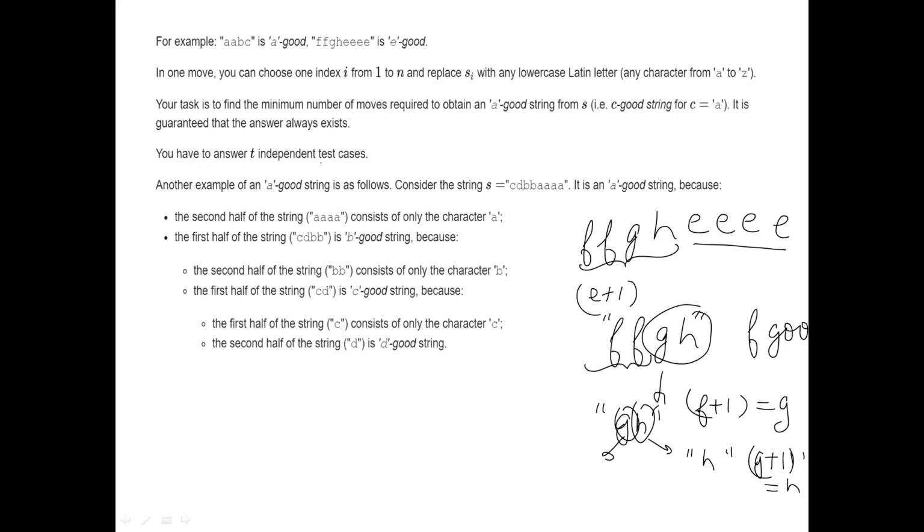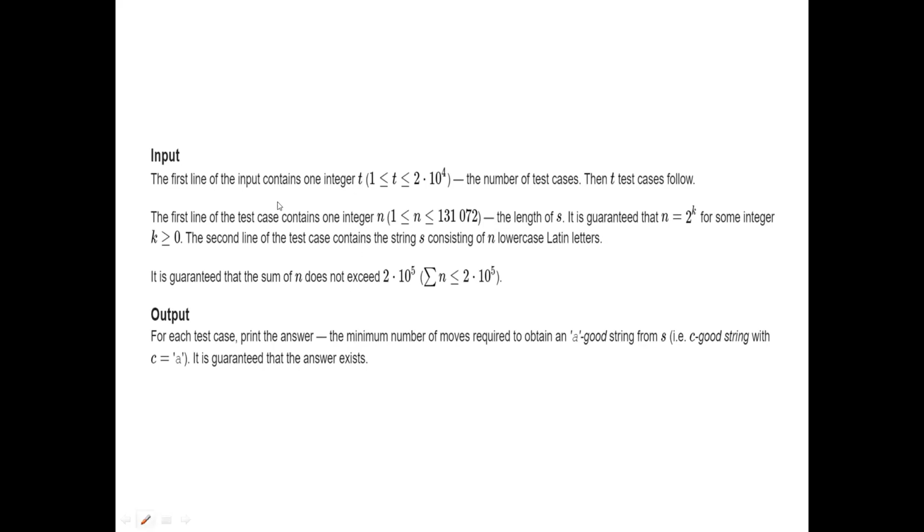So the input format is we will be given t independent test cases and we have to check whether it is a good string or not. We will be given an integer t which denotes the total number of test cases, and then an integer n that denotes the length of the string, and after that in the second line we will be given the string s. So for each test case we will be given two lines, n and s, and we have to output the minimum number of moves required to obtain an a-good string from s.